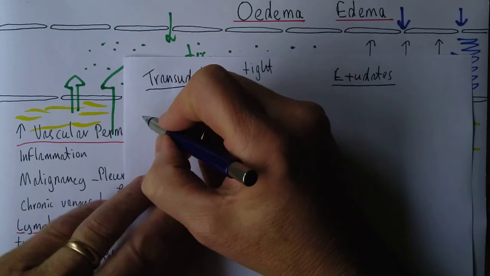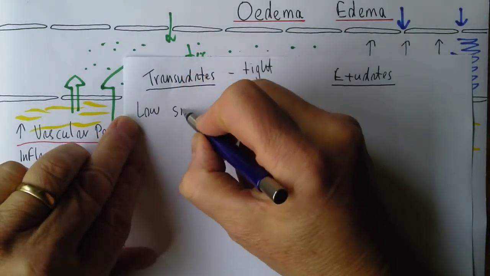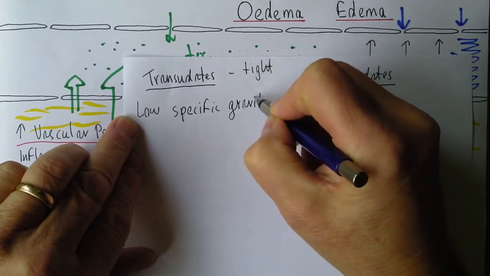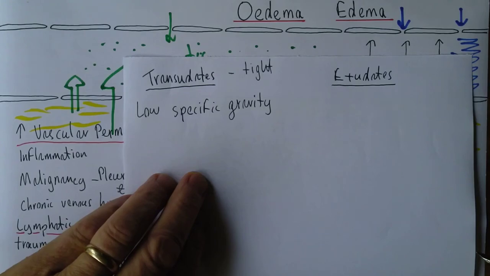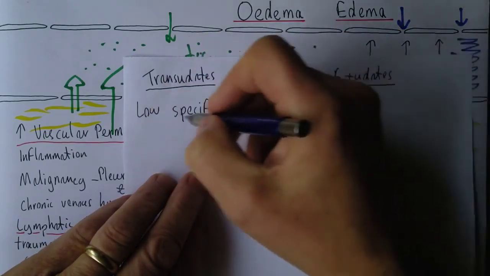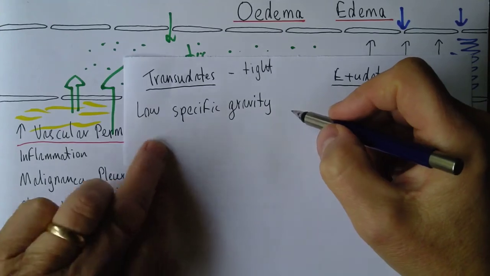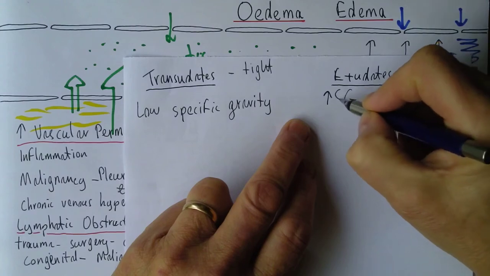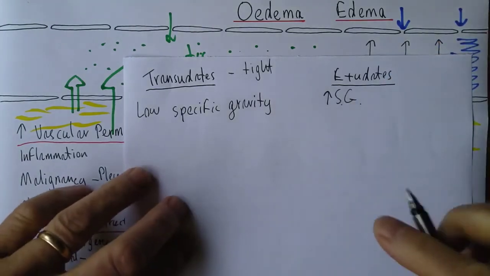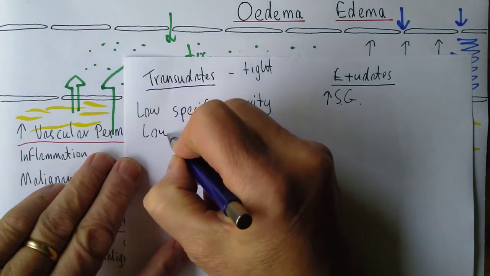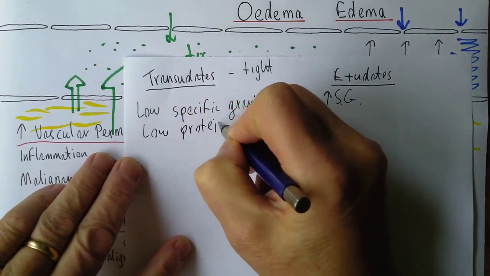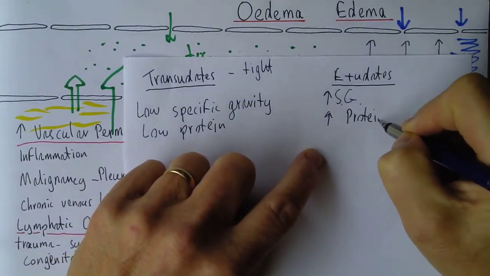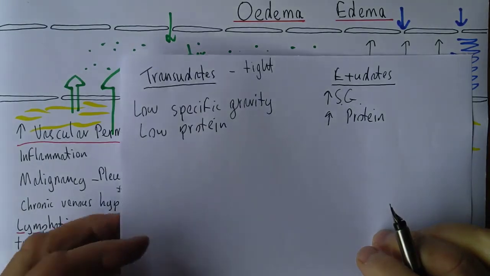Now, transudates have a low specific gravity. Specific gravity is the ratio between water and the substance we're considering. So low specific gravity means it's quite a watery solution, a relatively light solution. Exudates have a higher specific gravity. In other words, they're heavier. And that's often because transudates have low protein, whereas exudates have higher amounts of protein. And we can explain this.